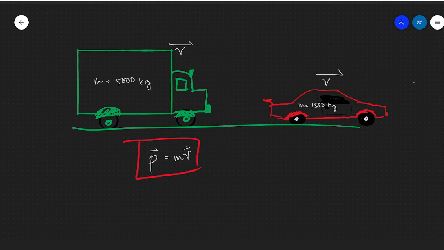So, kumbaga, if we are to give a certain example here, say, both of the vehicles are moving at the same velocity. Let's say the velocity of the truck is equal to 2 meters per second, and also the velocity of the car is 2 meters per second. We will know that the truck will actually have a higher momentum than the car. Kasi pag kinompute natin yan, for the momentum of the truck, we have here mass is 5,000 kilograms. If we multiply that by the velocity, which is 2 meters per second, we will have a momentum which is 10,000 kilogram meters per second.